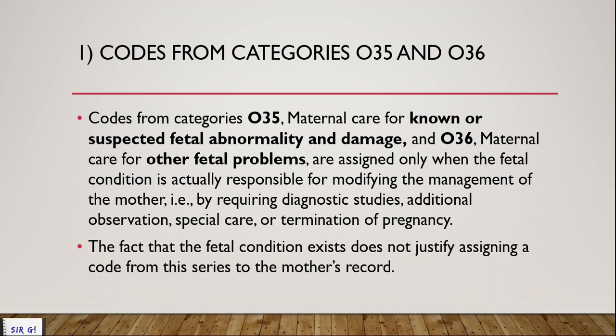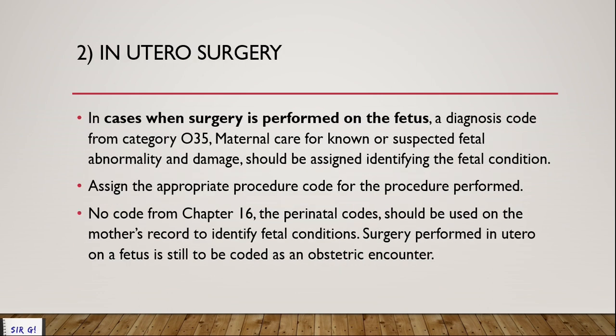Now, the rationale here, the bottom line, as I mentioned a while ago, is that as long as the baby is still in the womb, it should always be coded to O, even if the fetus is the problem, because your management should always affect the mother. You cannot manage the baby without affecting the mother. Right? So it's still considered O codes. We're still talking about the maternal record. In utero surgery, guys, meaning there's a surgery being done inside the uterus. Okay, so the baby is still in the uterus, but they're going to have a surgery.